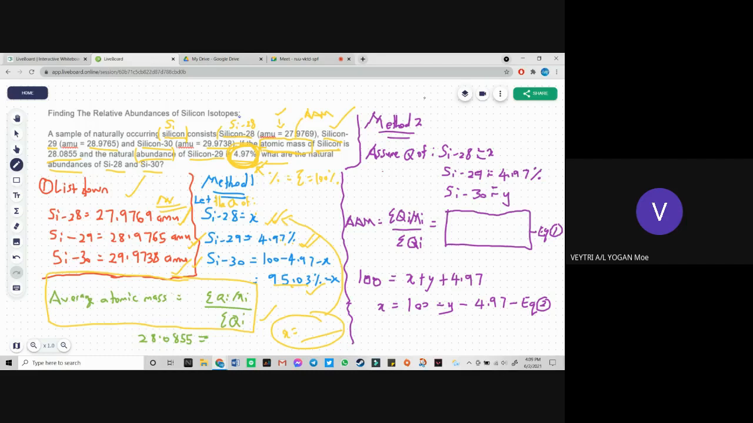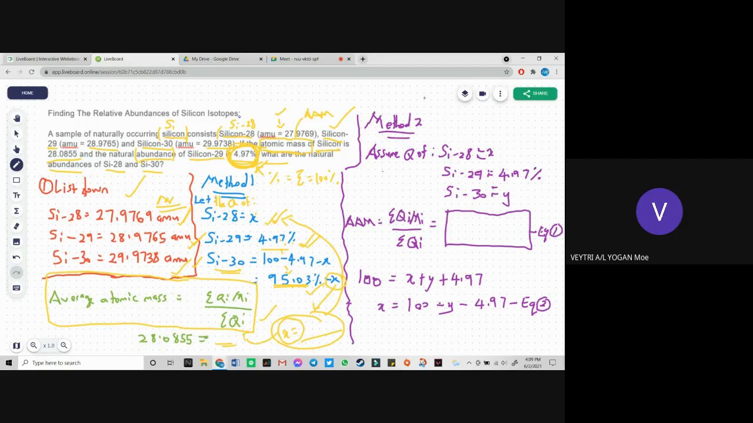Don't forget to complete the question, silicon 30 also has to be found. How do you find it? You already know it's 95.03%, right? Because 100 minus this one. The moment 100 minus this, you'll get 95.03. Minus X. Where does this X come from? From the answer that we found. And where does this X come from? From the formula: put in all the values, and you'll get the answer of X.